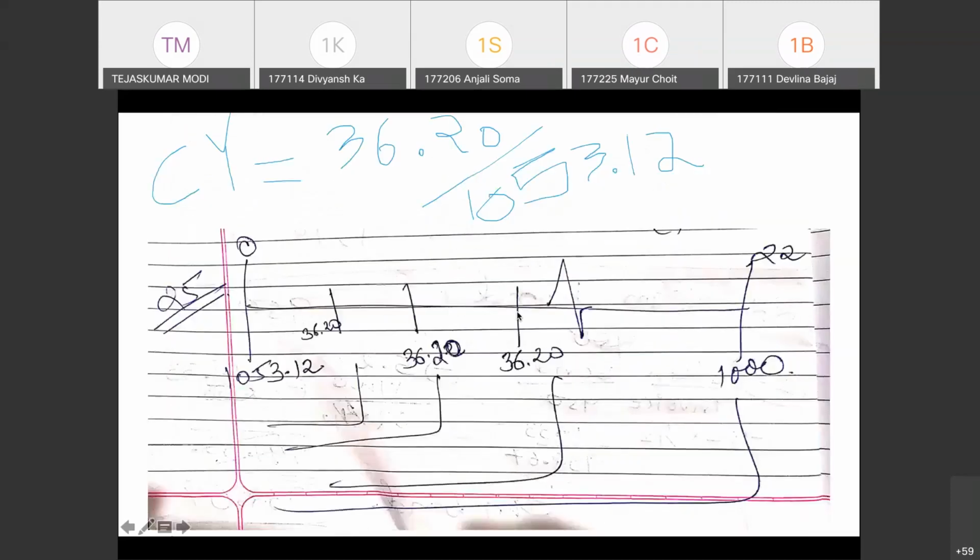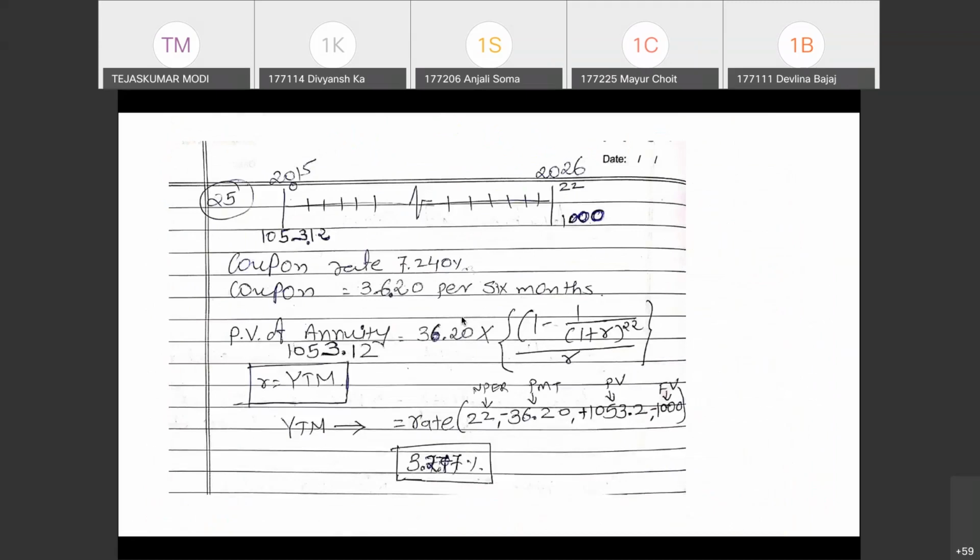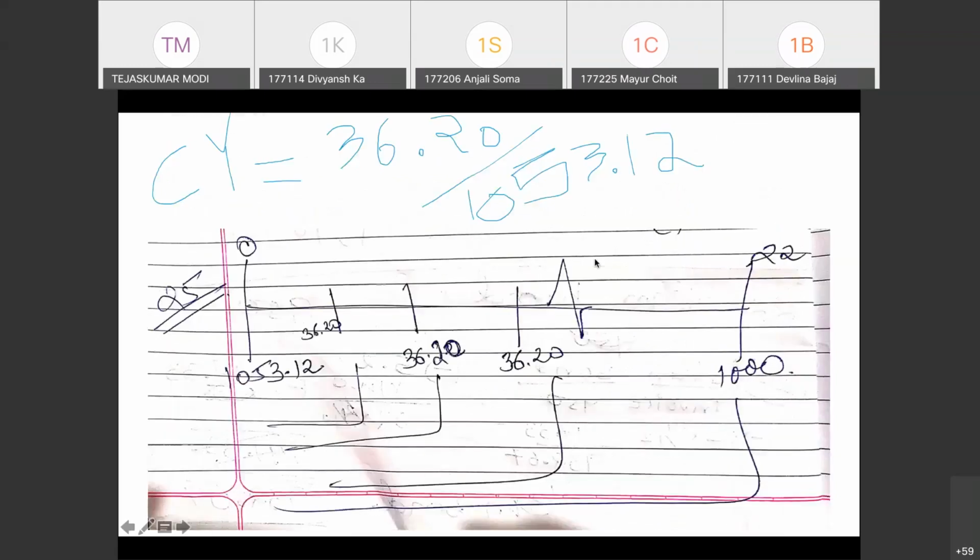So fine. The second question was, what is the current yield? Now that is very straightforward. The current yield formula is the coupon divided by price today. So if the coupon is 36.20, the price you are paying today is 1053.12. So the current yield is the division of this. I have not done that, but it is very easy to do: 36.20 divided by 1053.12, into 100 to get it in percentage, right?